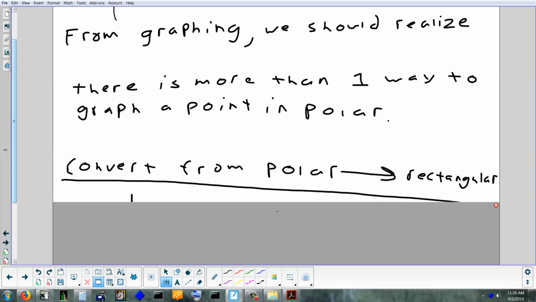Okay, so let's look at how we can change from polar to rectangular. Remind me, what two letters does polar use? Yeah, r and theta. And what two letters does a rectangular grid use? x and y. So the goal, whether you're converting a polar point or a polar equation, which we haven't done yet, is to replace the r's and the thetas with x's and y's.